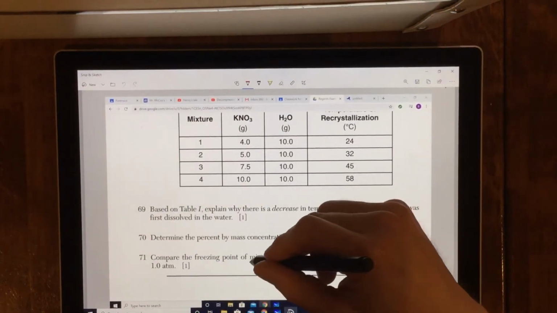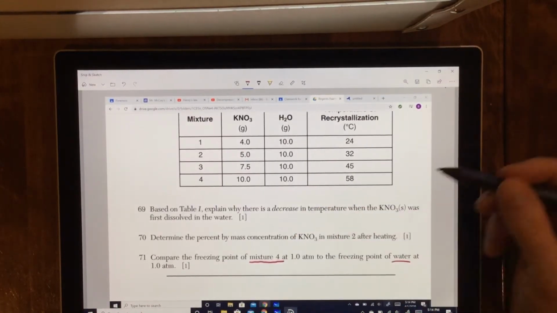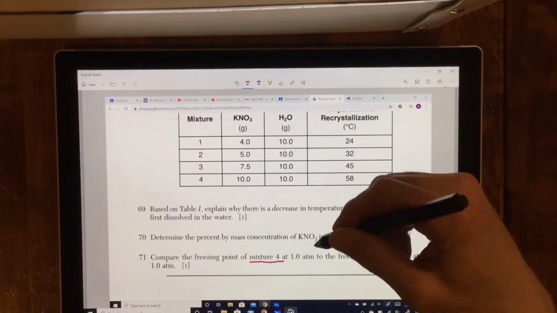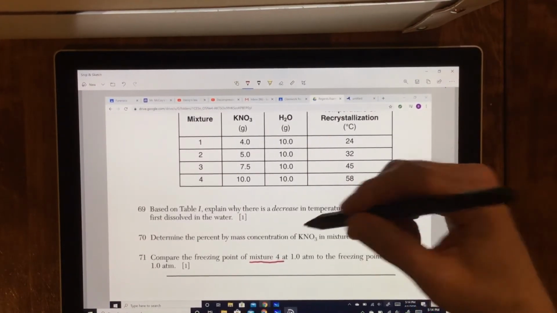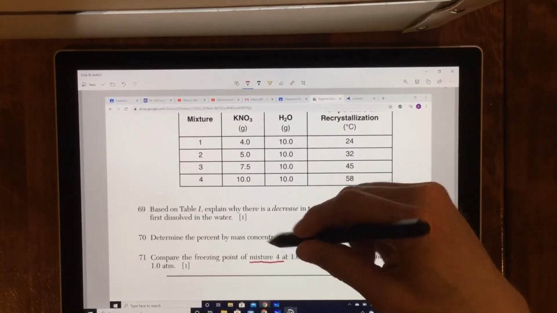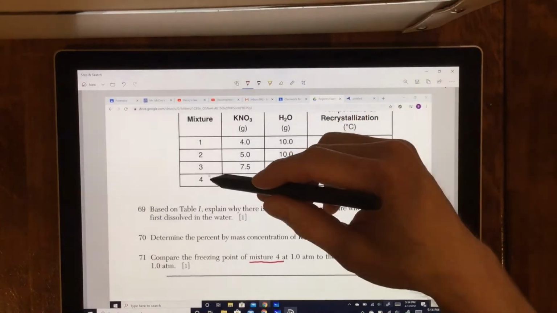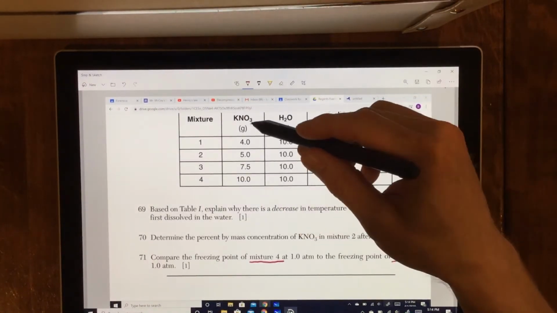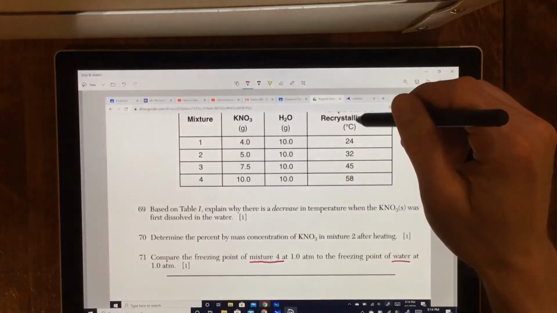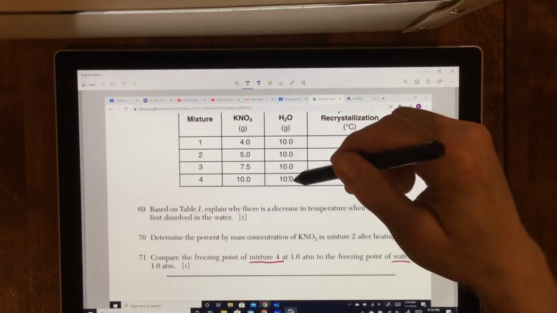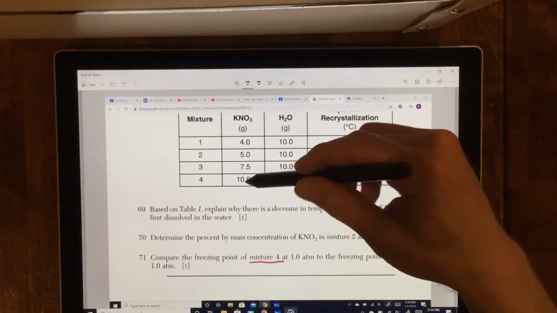So automatically I know mixture, I know water, so colligative properties say add a solute, boiling point goes up. Add a solute, freezing point goes down. So I already know the answer to this question is the freezing point is lower. But let's look at it here. So mixture 4 is KNO3 and water, right? So we got 10 grams of KNO3 and 10 grams of water. So that is the most concentrated solution.